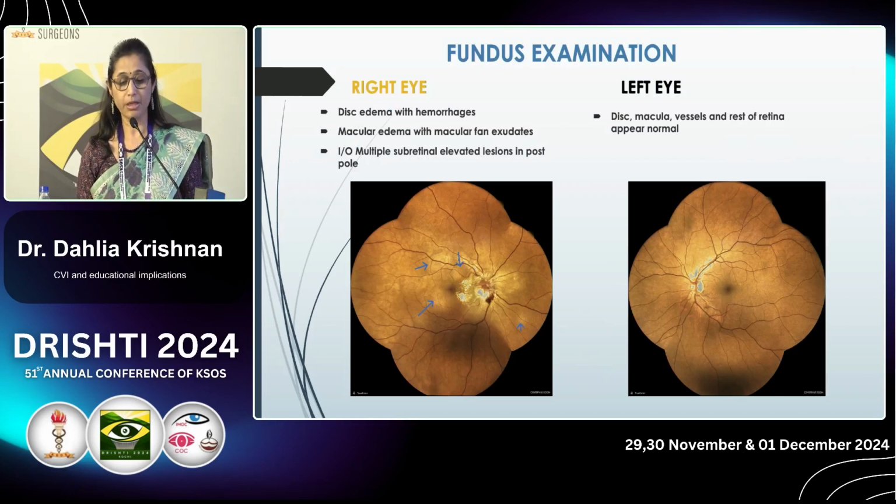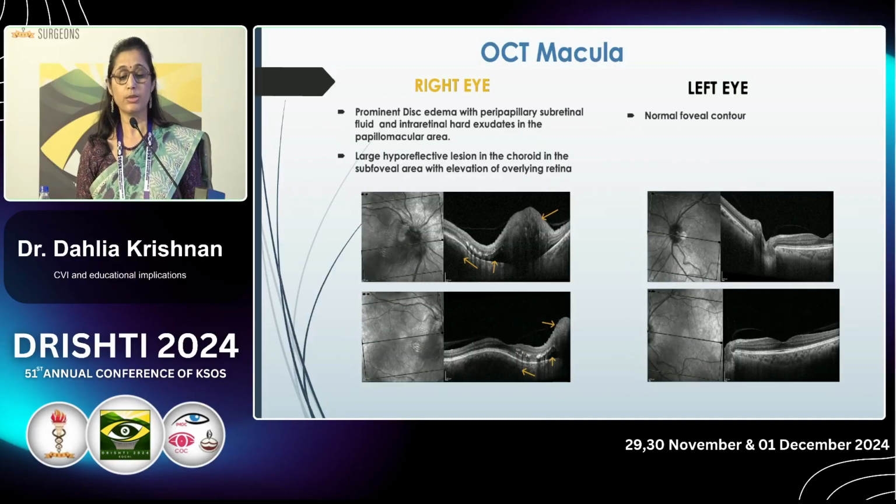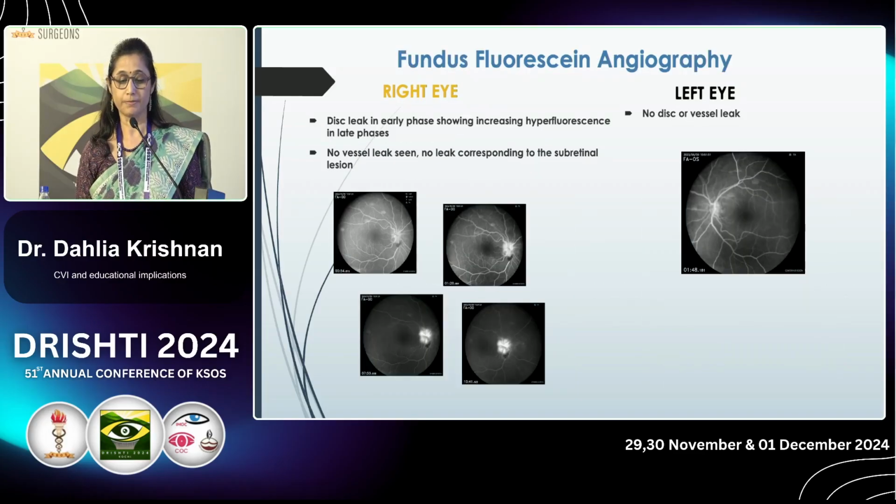There was macular edema with exudates and macular fan pattern. Indirect ophthalmoscopy revealed multiple subretinal elevated lesions in the posterior pole. Left eye fundus was normal. The OCT macula confirmed the prominent disc edema with peripapillary subretinal fluid and intraretinal hard exudates in the papillomacular area. There was a large hyporeflective lesion in the choroid in the subfoveal area with the elevation of the overlying retina. Left eye OCT was normal.